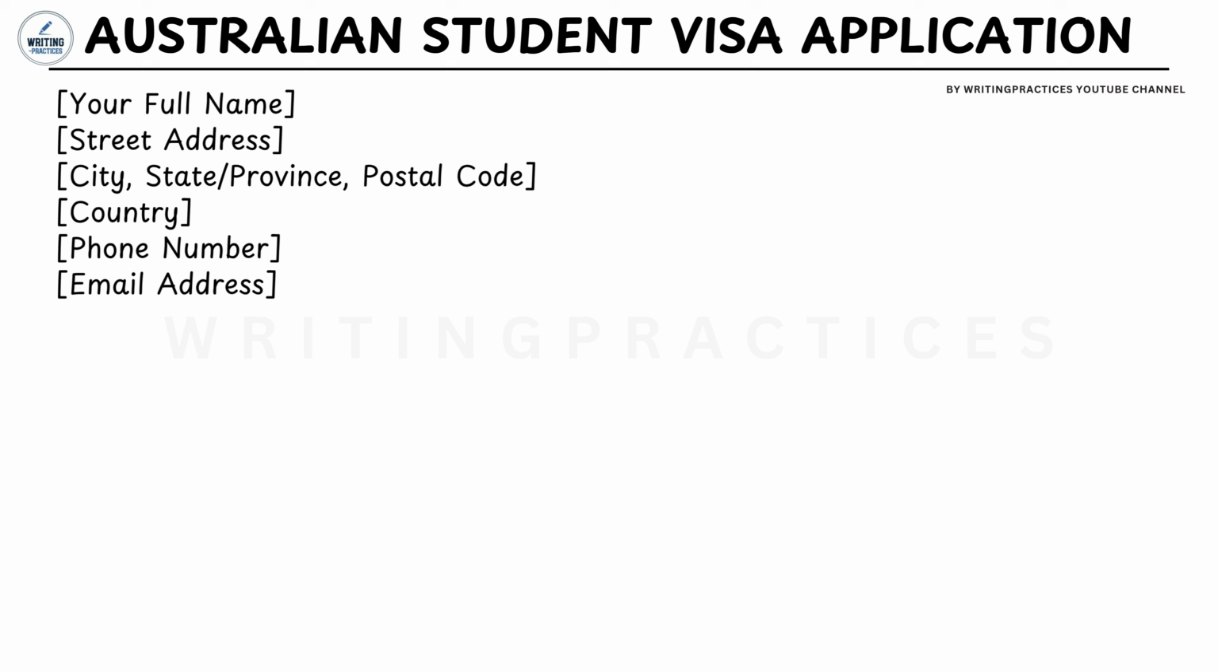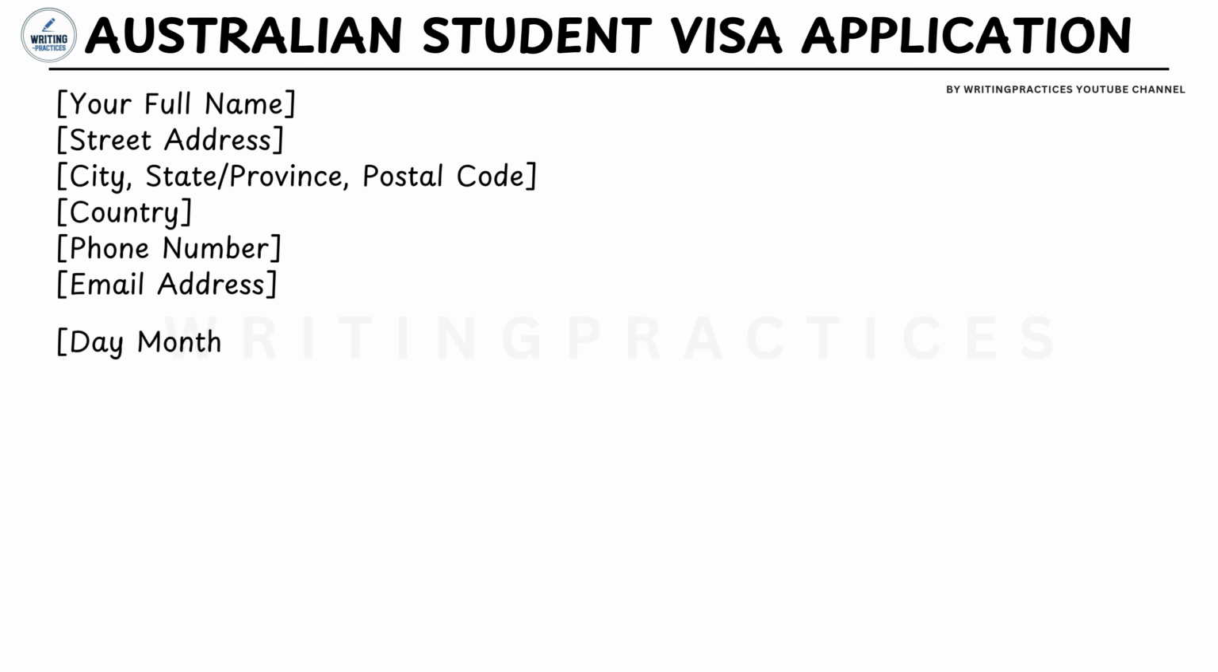danieli@email.com. This information is important because it identifies who is submitting the visa application and provides contact details for communication if immigration officers need clarification. It also ensures your application is properly linked to your personal records. Make sure your contact details match the information provided in your official documents.